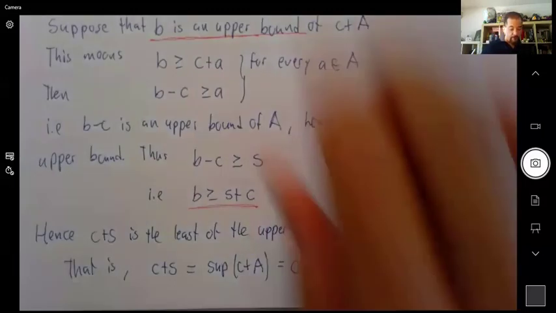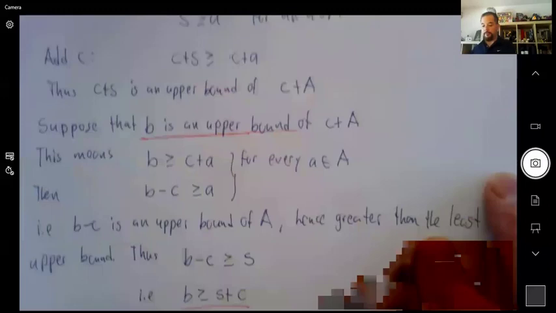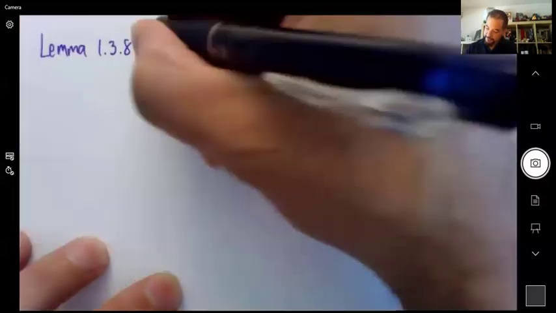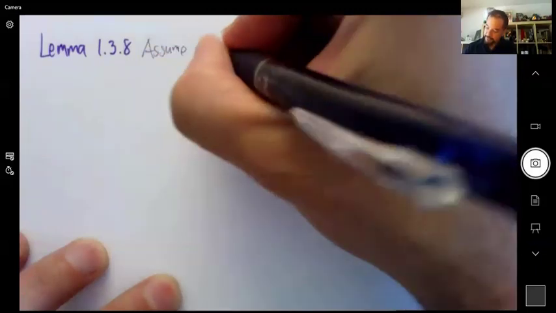And then we also have a property that is quite helpful to show supremums in general. And this is Lemma 1.3.8. It says, assume S is an upper bound.